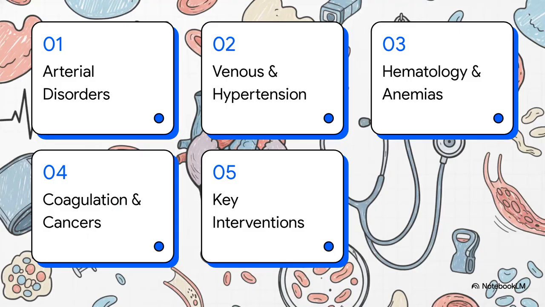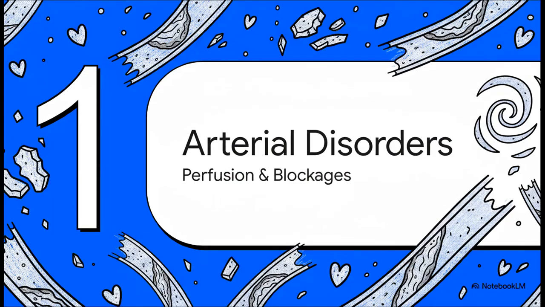To keep things super efficient, we've chunked your study guide into 5 main buckets: arterial disorders, venous disorders and hypertension, hematology and anemias, coagulation and blood cancers, and finally, key nursing interventions. Let's hit the ground running with our first system. Section 1. Arterial disorders, perfusion, and blockages.